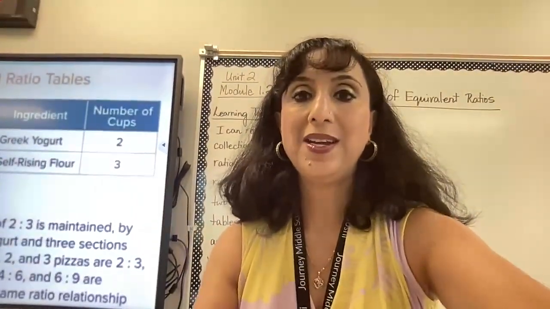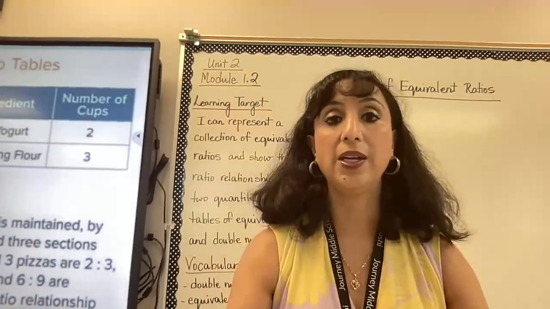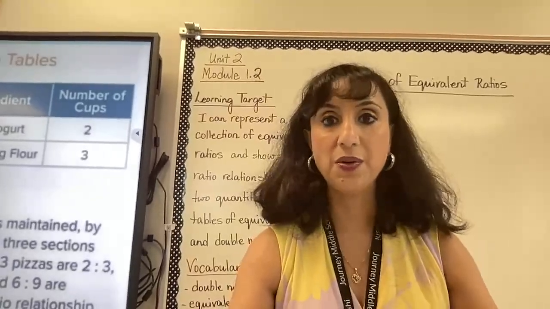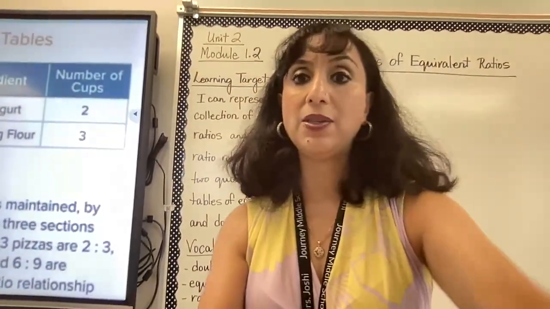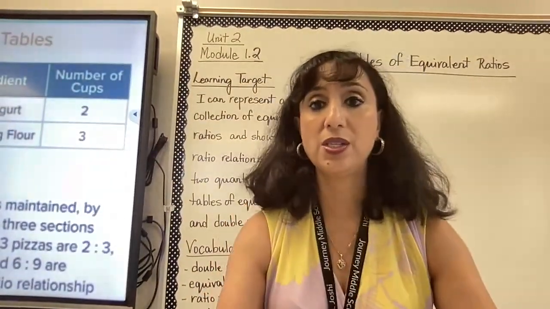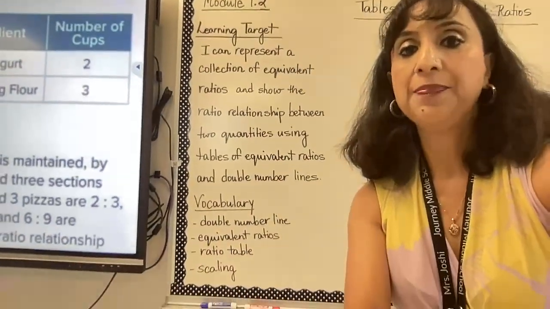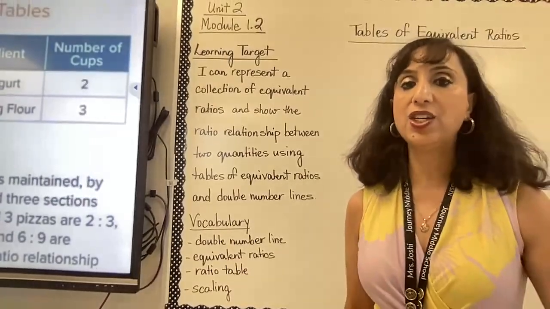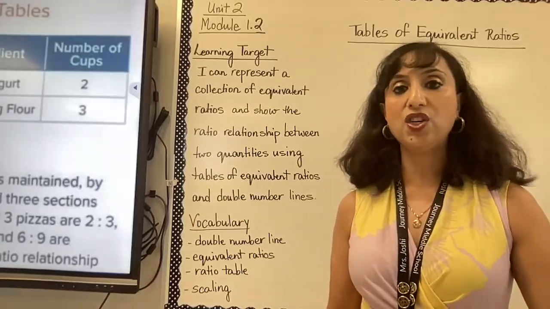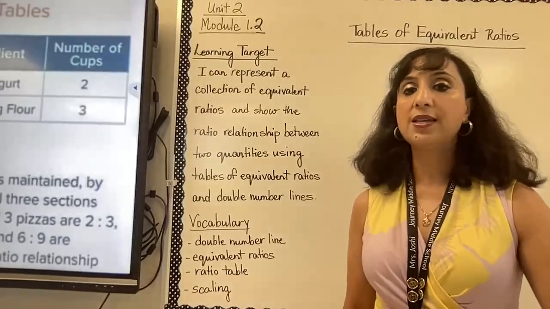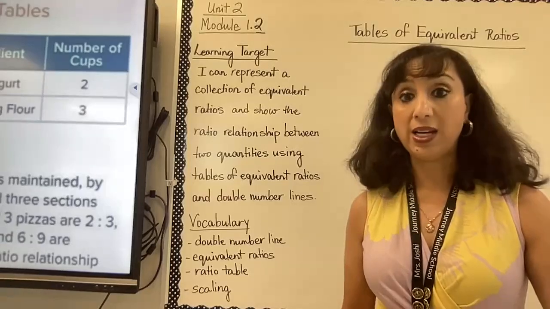So the next lesson we are learning in this module under Unit 2 would be Module 1.2. And today we are going to learn about tables of equivalent ratios. This is Module 1.2. So if you can see our learning target, I can represent a collection of equivalent ratios and show the ratio relationship between two quantities using tables of equivalent ratios and double number lines.